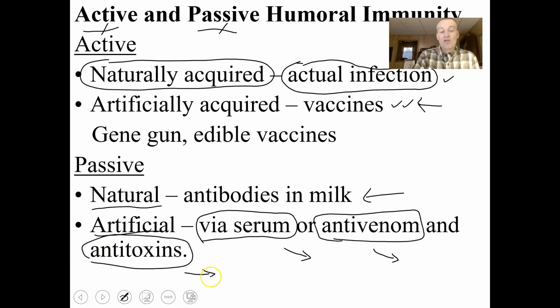So we use the antibodies produced by humans in serum, or animals in antivenoms and antitoxins, and that's what we use to treat things like rabies, or the serum we might use to treat some kind of poisoning that you might have, or an envenomation. So antivenoms are an artificial passive form of humoral immunity.